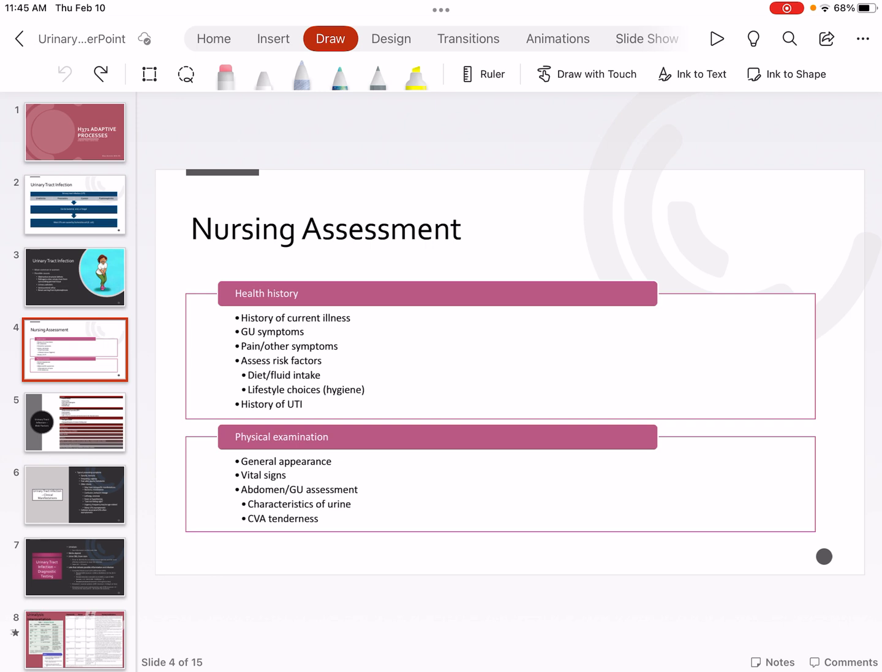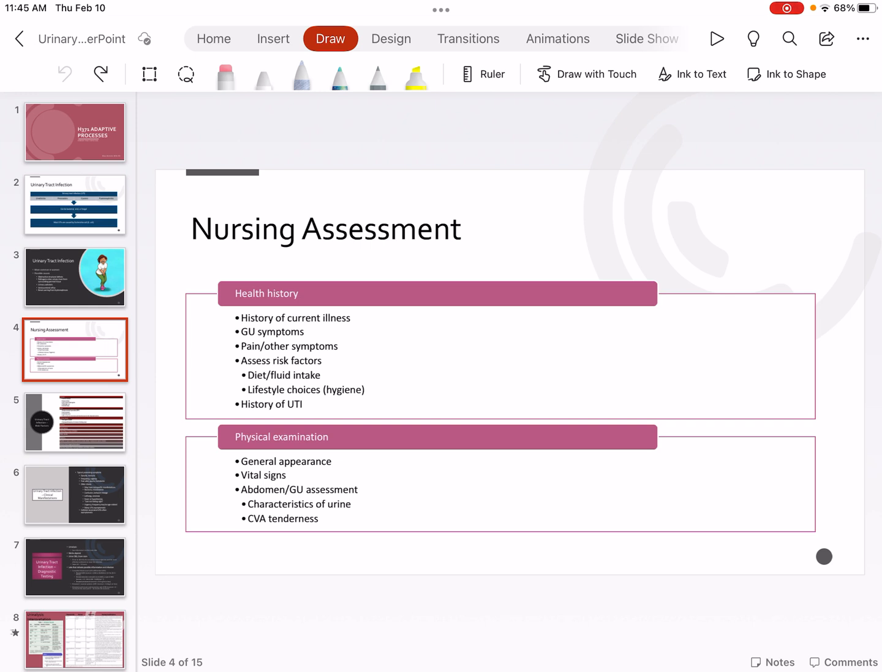And then your physical exam is going to include general appearance, vital signs. You're going to assess their abdomen, specifically their urinary system, genitourinary system. What does their urine look like? Does it have a foul odor? And then assess for CVA tenderness.